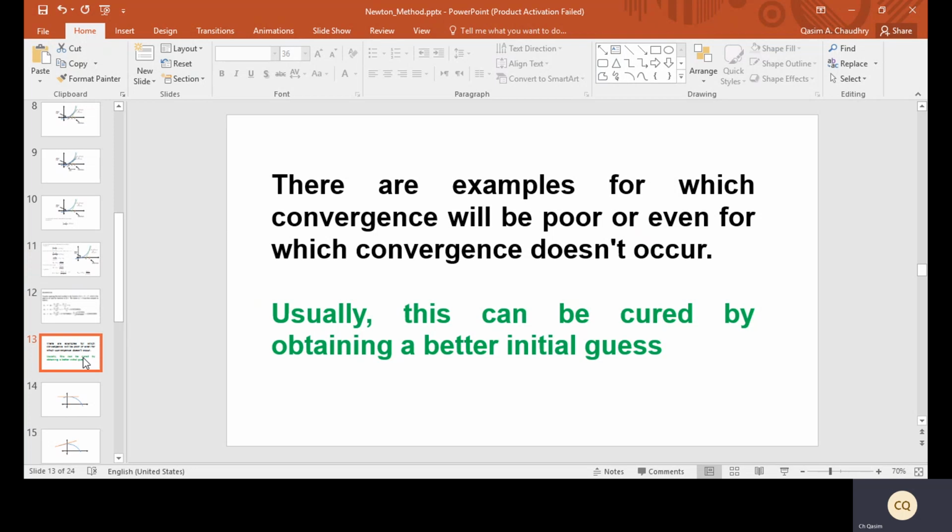Beta, now there is a very interesting and important thing that it says. It says that there are examples for which the convergence will be poor, or even for which convergence does not occur.